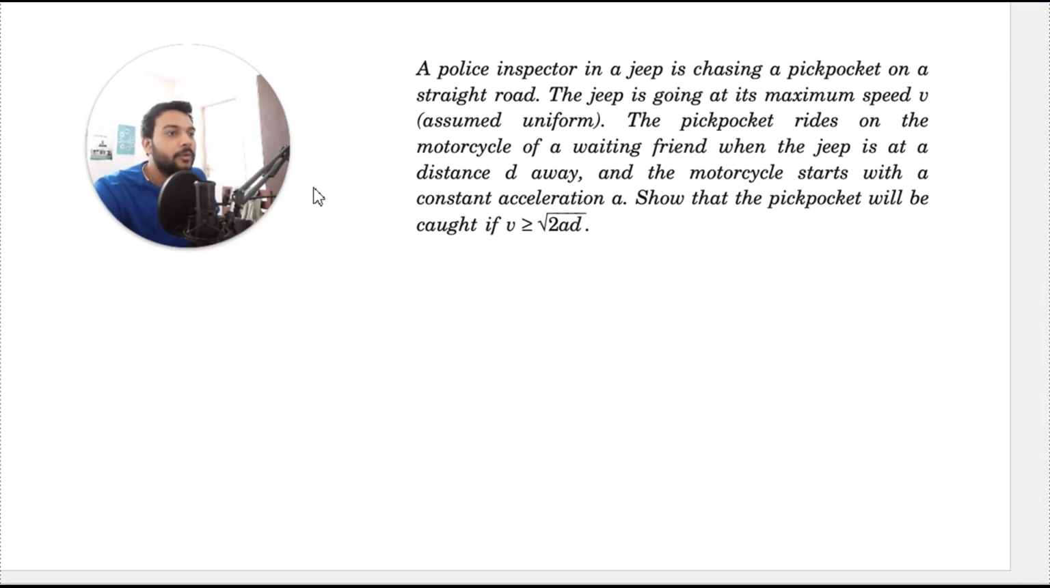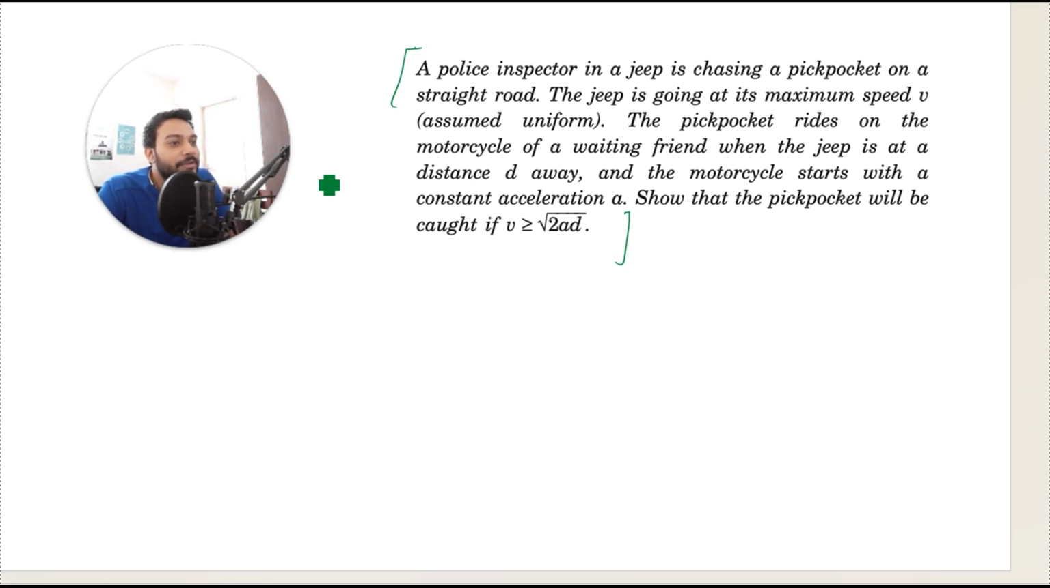Okay, next question. A police officer in a jeep is chasing a pickpocket on a straight road. The jeep is going at its maximum speed V, assumed uniform. The pickpocket rides on the motorcycle of a waiting friend when the jeep is at a distance D away and the motorcycle starts with a constant acceleration A. Show that the pickpocket will be caught if V is greater than or equal to the square root of 2AD. Okay, this looks a scene straight out of a movie, a criminal movie where there's a hot chase going on. So let's see how we can use physics in this movie.